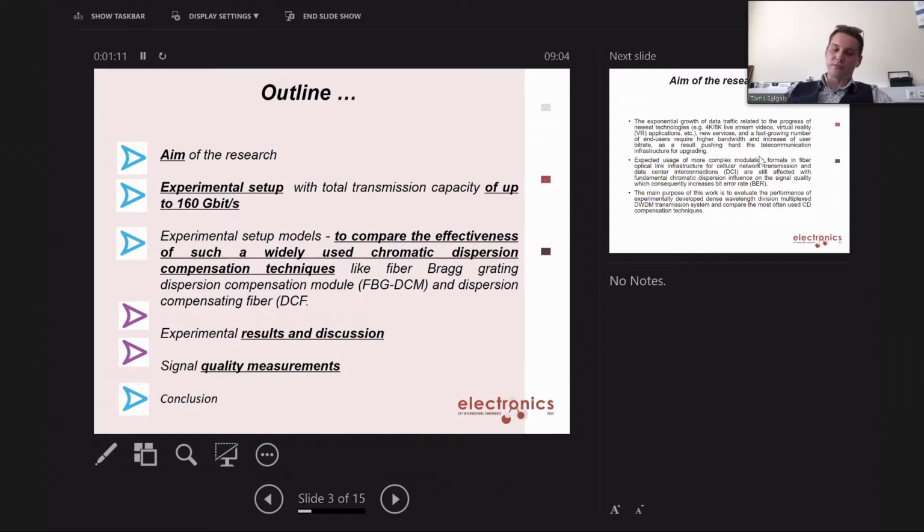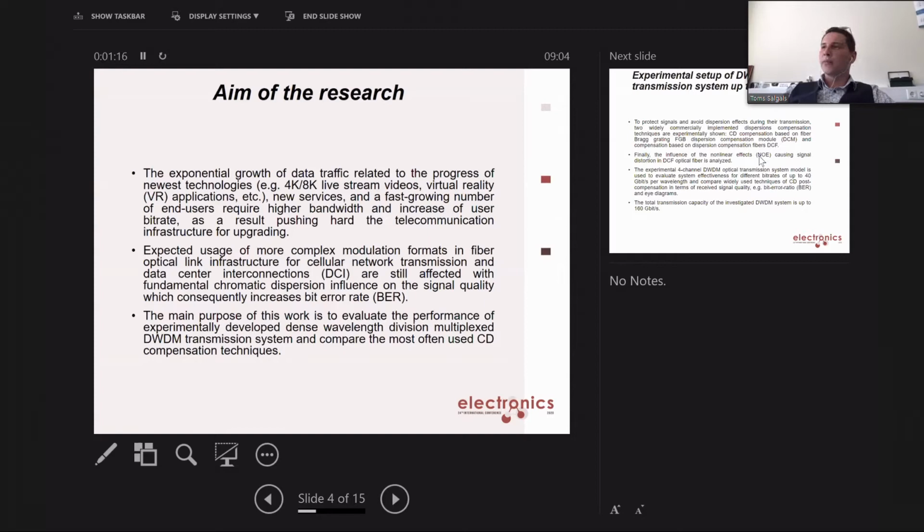The aim of the research: as everybody knows, there is rapid traffic progress in the newest technologies, for example 4K and 8K live stream videos, virtual reality, and others. I expect usage of more complex modulation formats in fiber optical infrastructure. Cellular network transmission and data center integrations are still affected by fundamental chromatic dispersion influence on signal quality, which increases the bit error rate. The main purpose of this work is to evaluate the performance of the experimentally developed DWDM transmission system and compare the most often used CD compensation techniques.